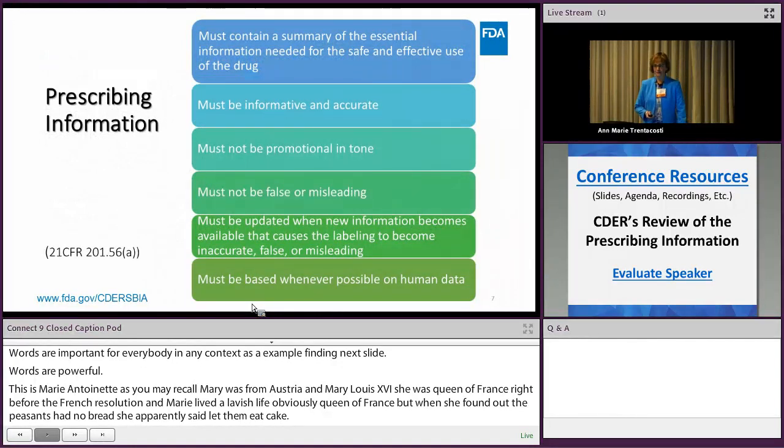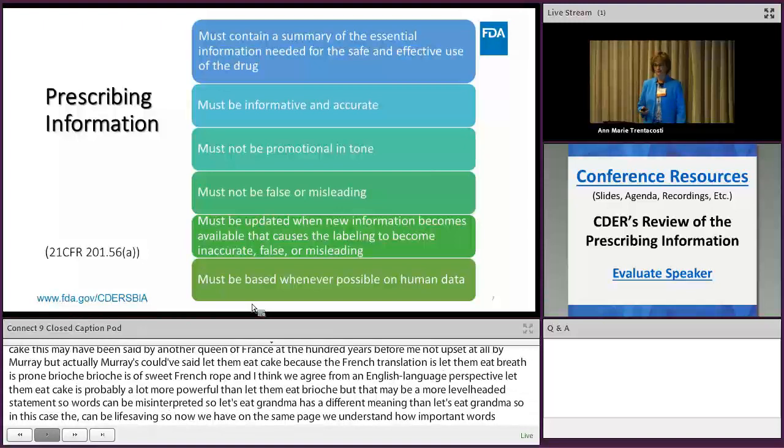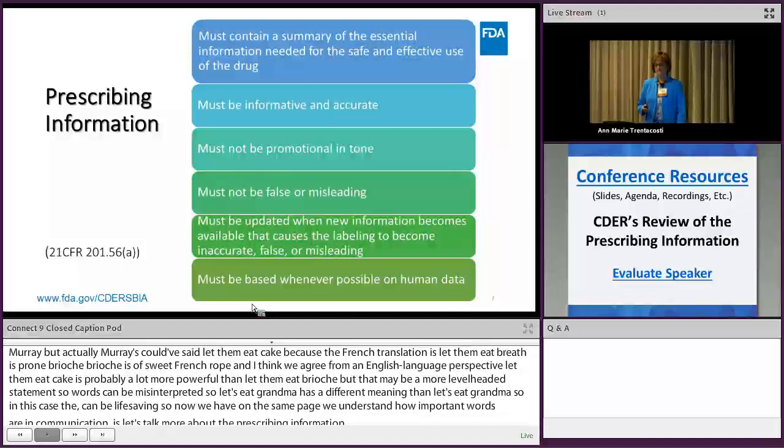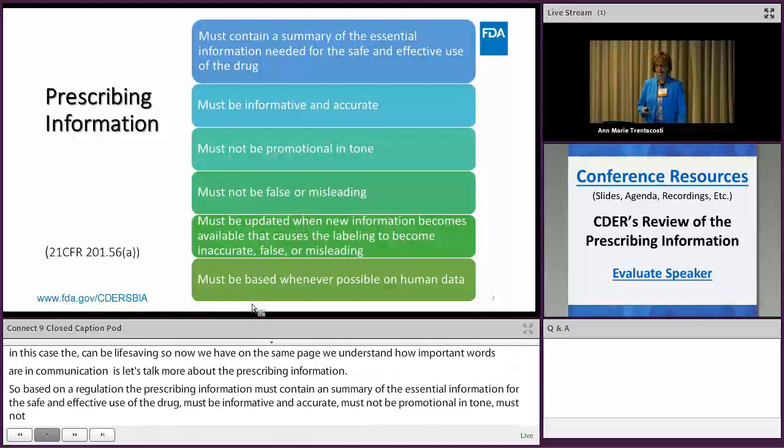So based on our regulations, the prescribing information must contain a summary of the essential information needed for the safe and effective use of the drug, must be informative and accurate, must not be promotional in tone, must not be false or misleading, must be updated when new information becomes available that causes the labeling to become inaccurate, false, or misleading, and must be based whenever possible on human data.